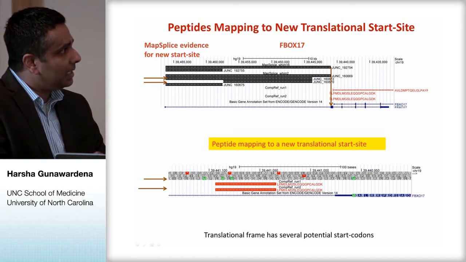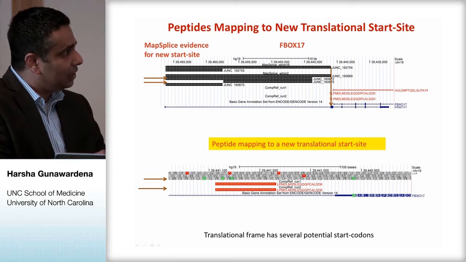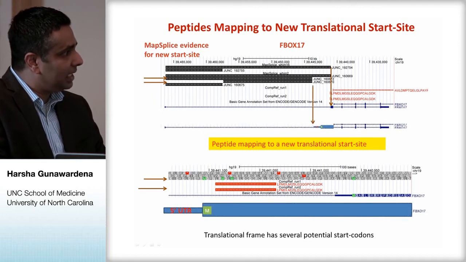So if you look at the MapSplice evidence, this line here shows that there is a possible exon on this end, and the exon actually ends here based on this MapSplice evidence. So if you zoom in on this region, which is actually the 5' UTR, there are peptides that were assigned right outside of that for both these runs. If you closely look at the translational frame for both peptides, it is in the same frame as this annotated gene, but it lies outside.